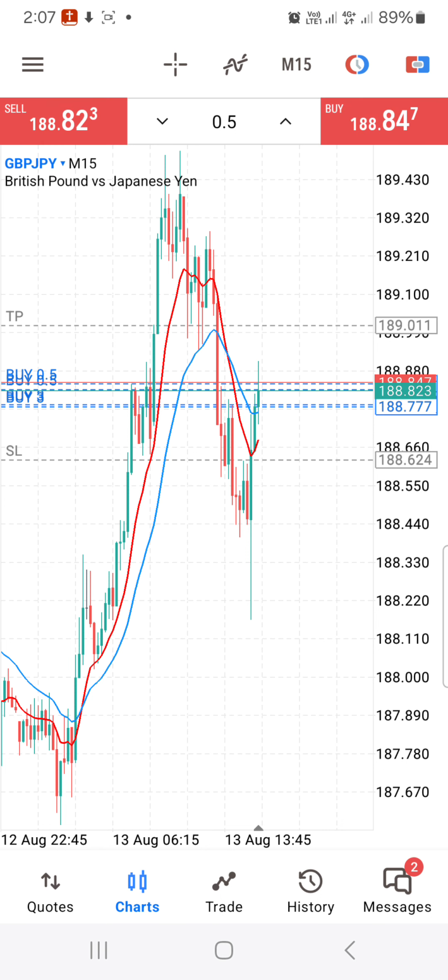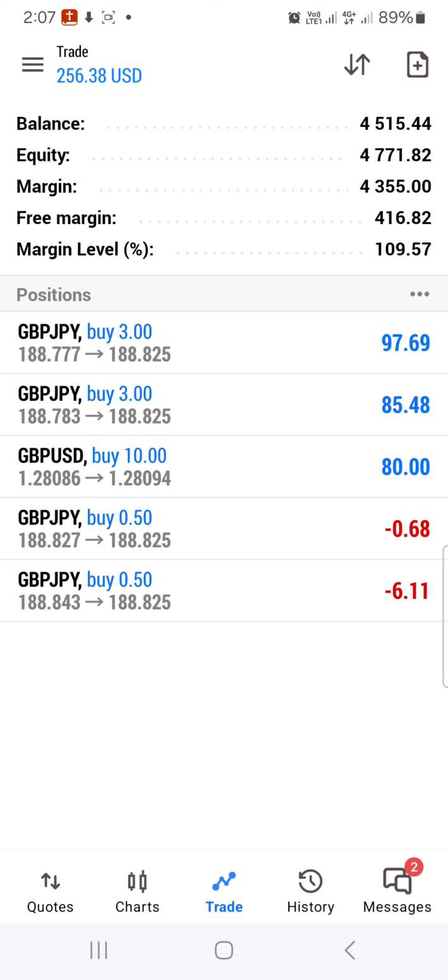Enter buy. Yeah, I've placed more trades. You can all see. This is the 0.5. I added another one. Trade is trading. Looking all beautiful.